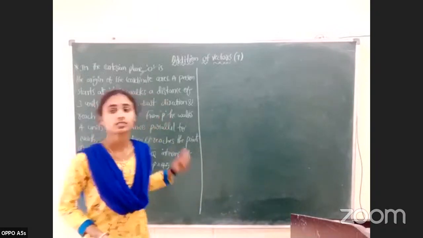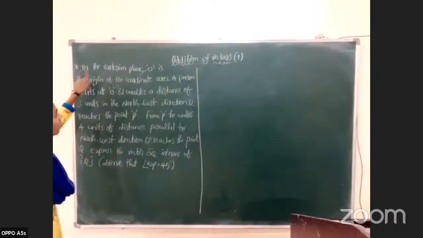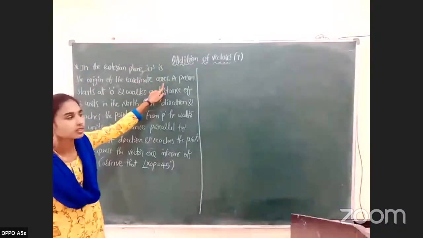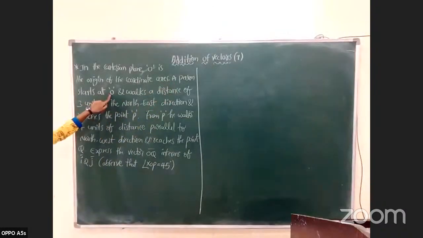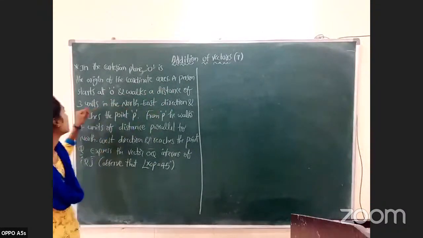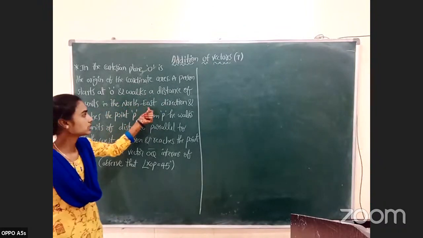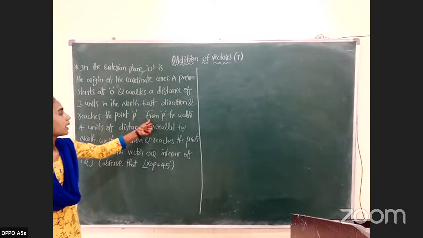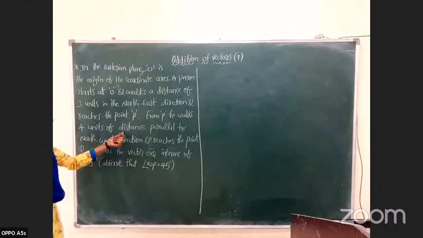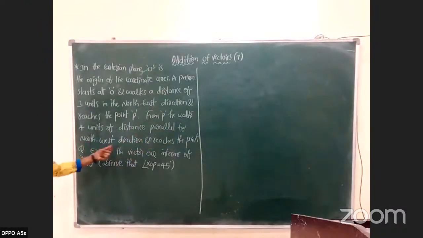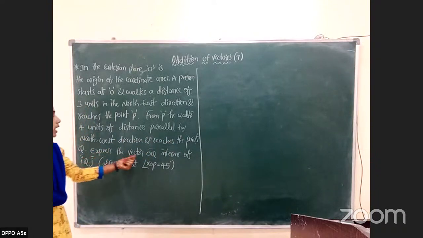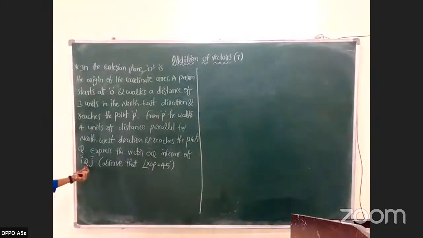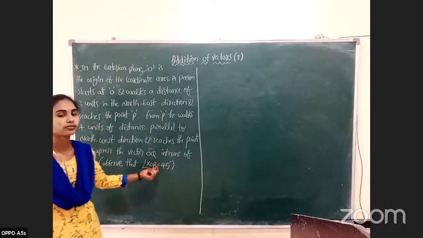Now, in today's class, the first problem is: in the Cartesian plane, O is the origin of the coordinate axes. A person starts at O and walks a distance of 3 units in the northeast direction and reaches the point P. From P, he walks 4 units of distance parallel to the northwest direction and reaches the point Q. Then express the vector OQ in terms of i and j. Observe that the angle XOP is 45 degrees.